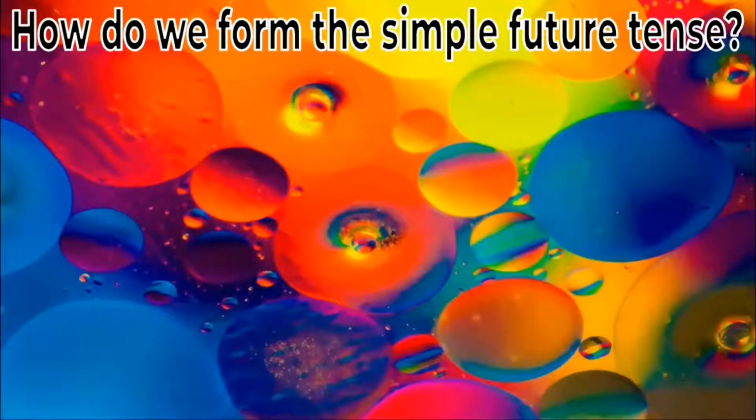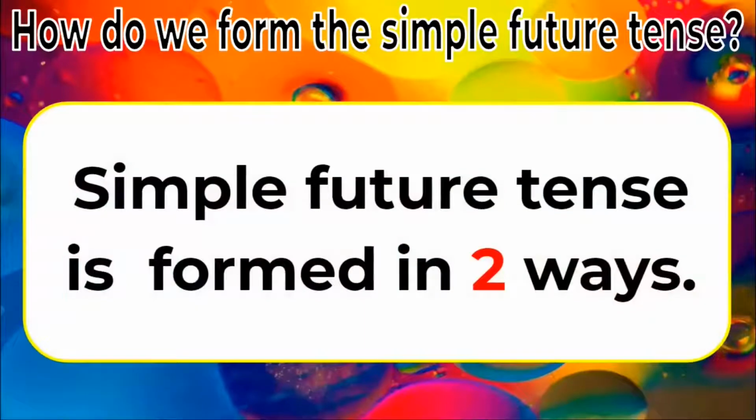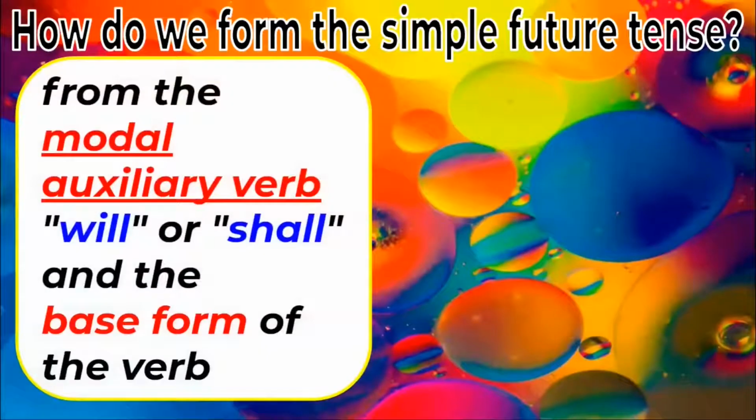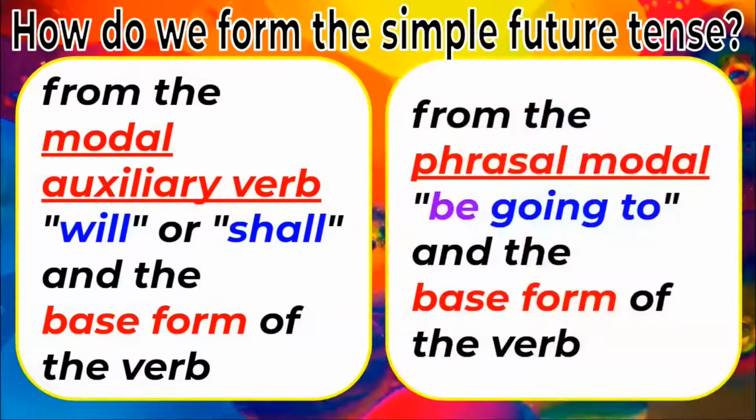How do we form the simple future tense? Simple future tense is formed in two ways. The first is from the modal auxiliary verb will or shall and the base form of the verb. The second one is from the phrasal modal be going to and the base form of the verb.